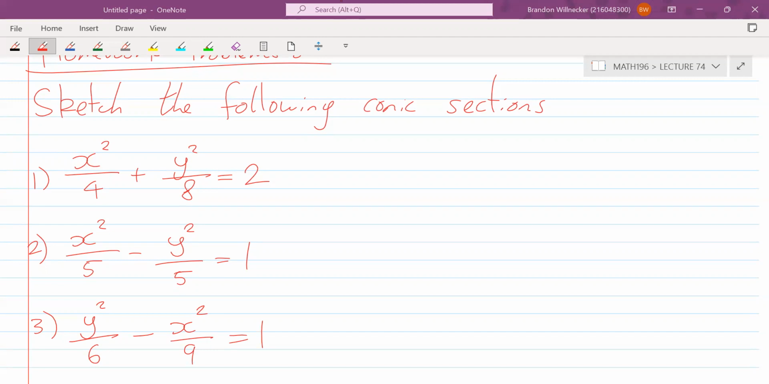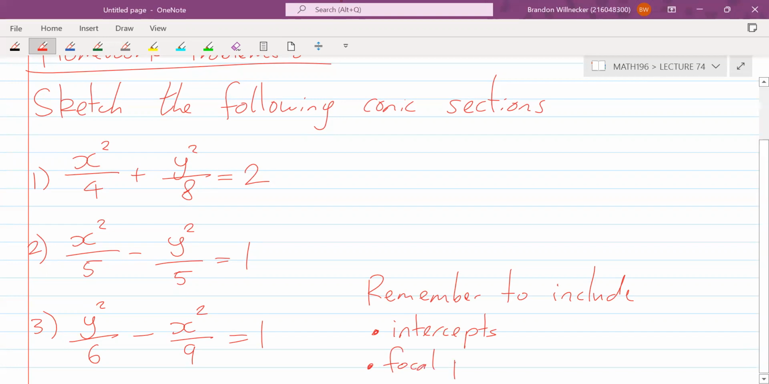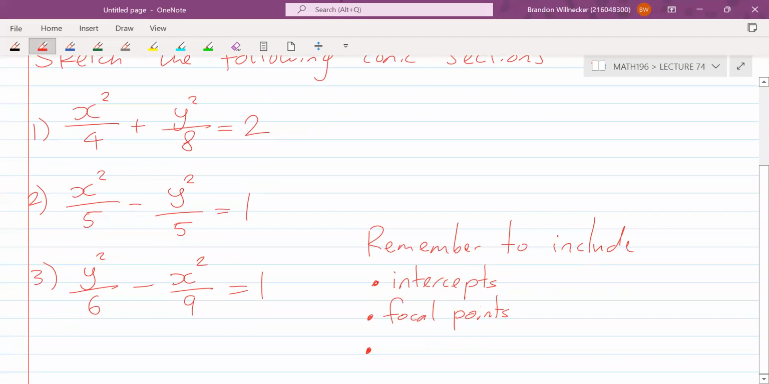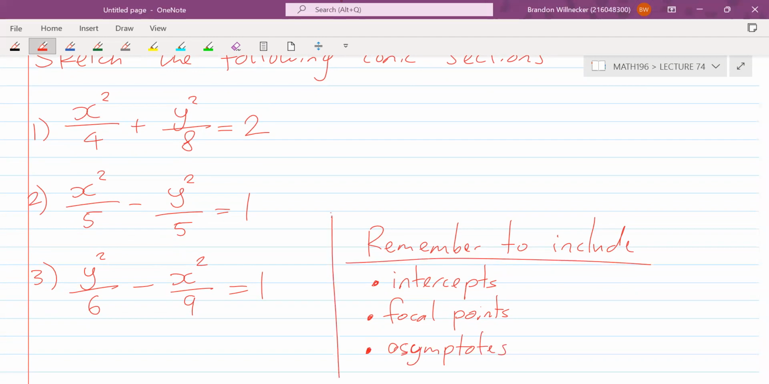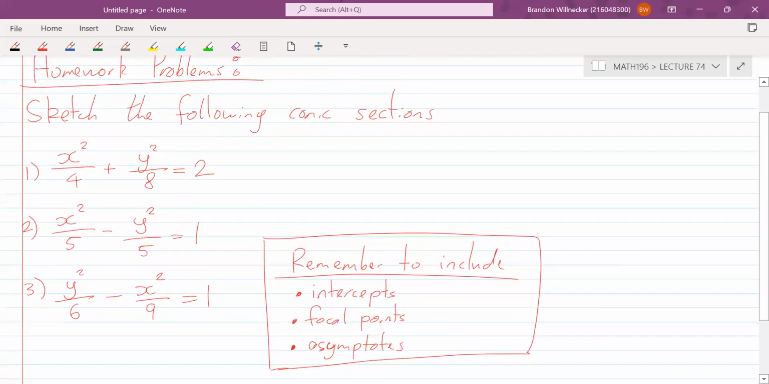Okay, so sketch the following, and then remember to include intercepts, focal points, and asymptotes.